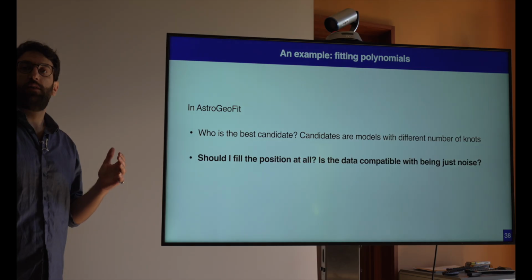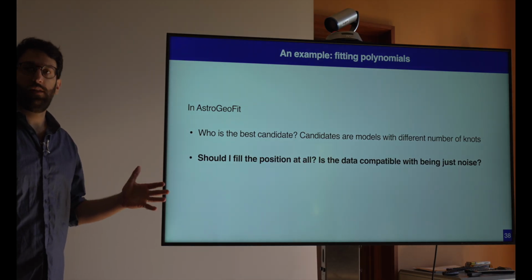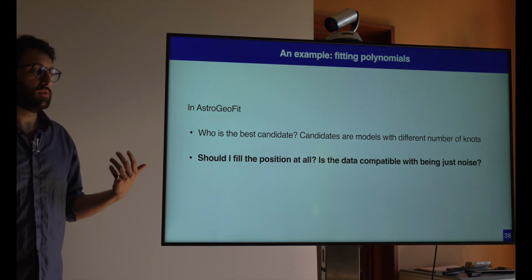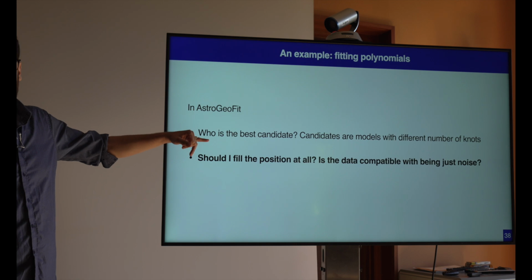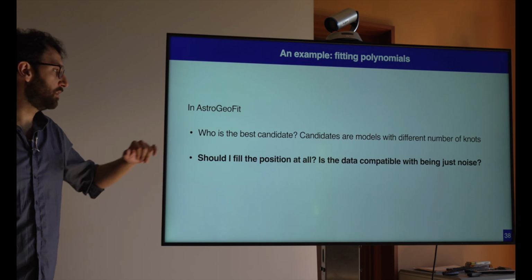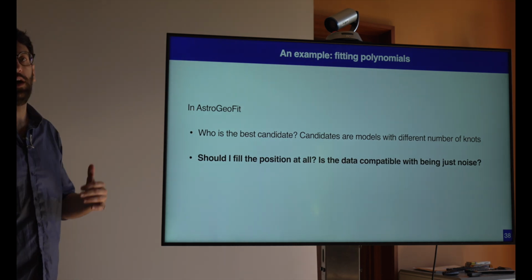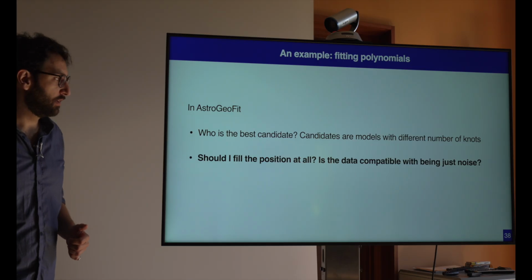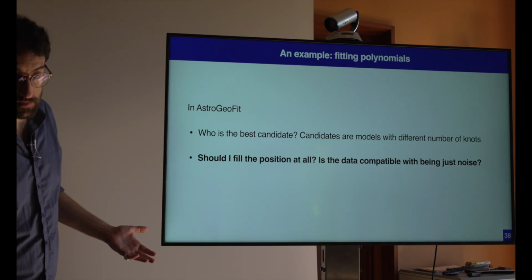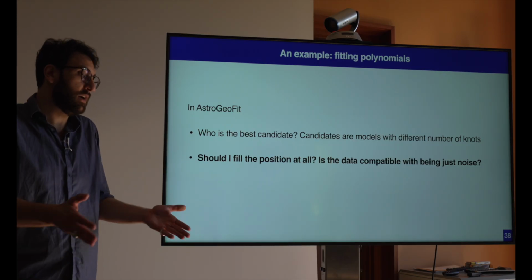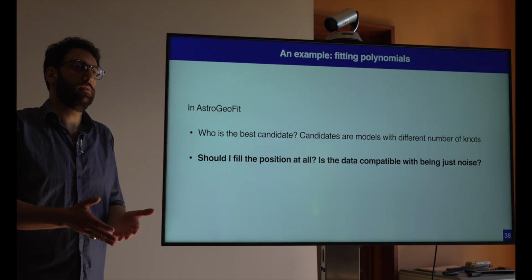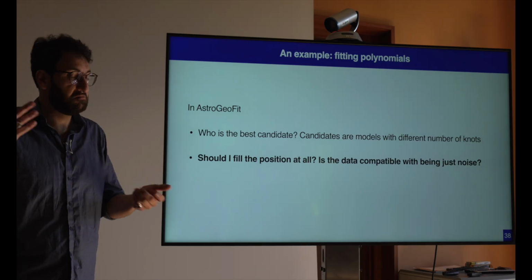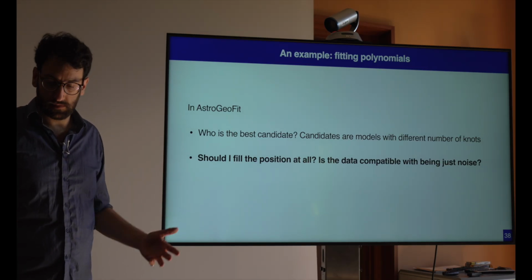And earlier, we said that there are two questions we can ask in model selection. Who's the best candidate? But also, should I fill the position? Should I hire the best candidate? And in the case of geological data, is there some astronomical signal in there, or is it just something else?